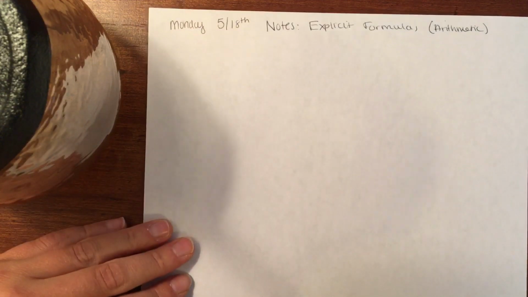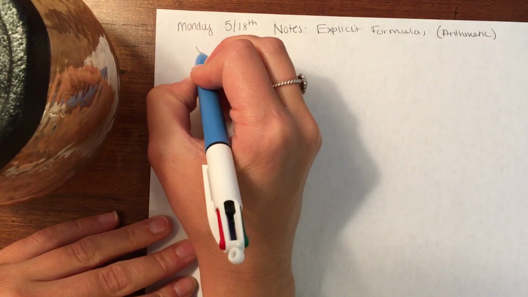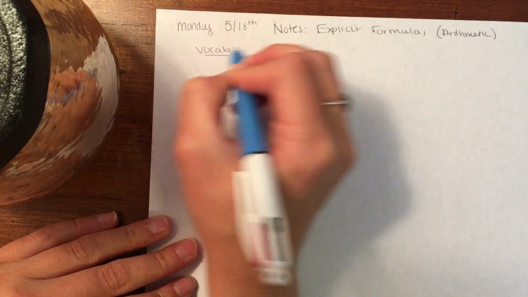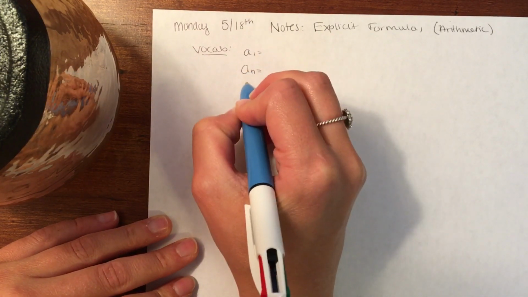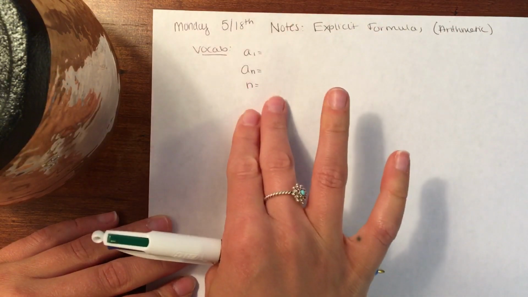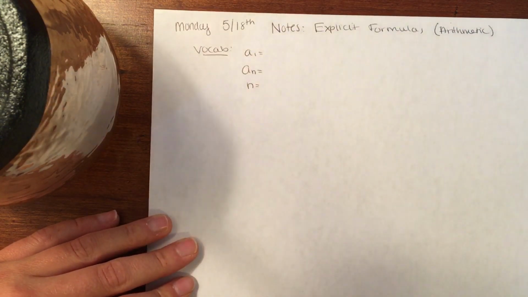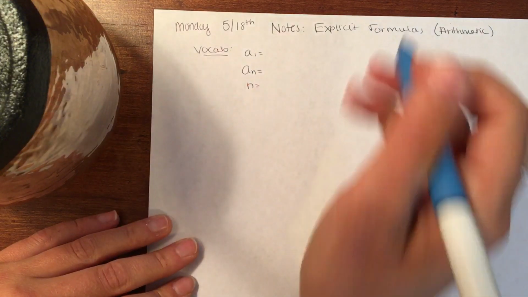All right, the first vocab I want to review with you is, and I'll only do a couple of them. What does A1 mean? What does AN mean? And what does N mean? I may add a few more, but we'll talk throughout the lesson about those. I just want these to be in front of you.